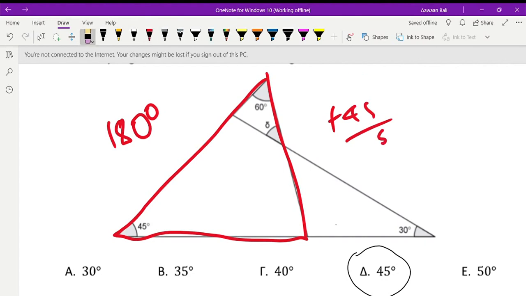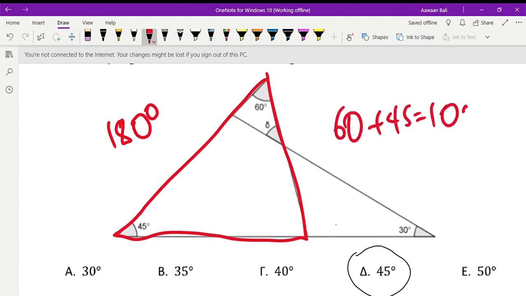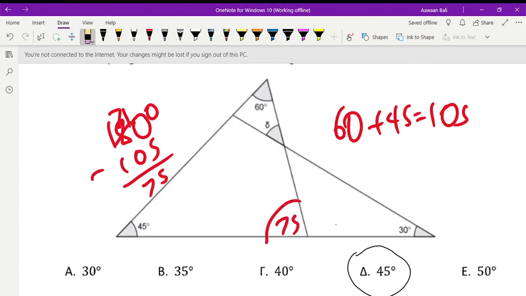Wait, what am I doing? 60 plus 45 is 105, obviously. And then you do 180 minus 105, and you get 75. So this is 75.